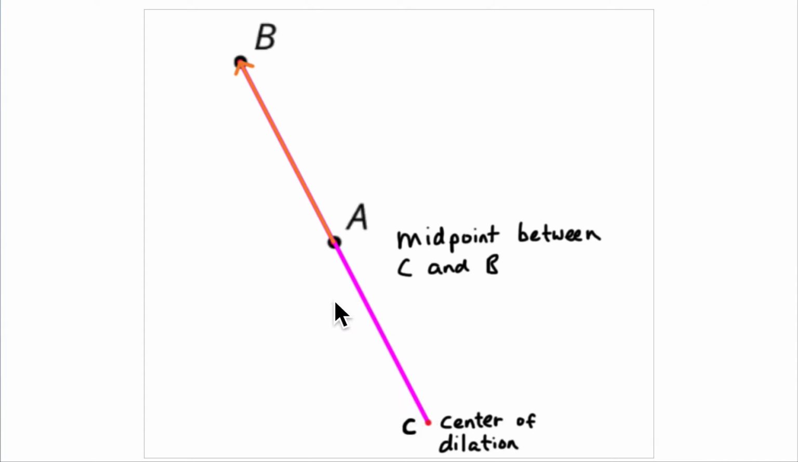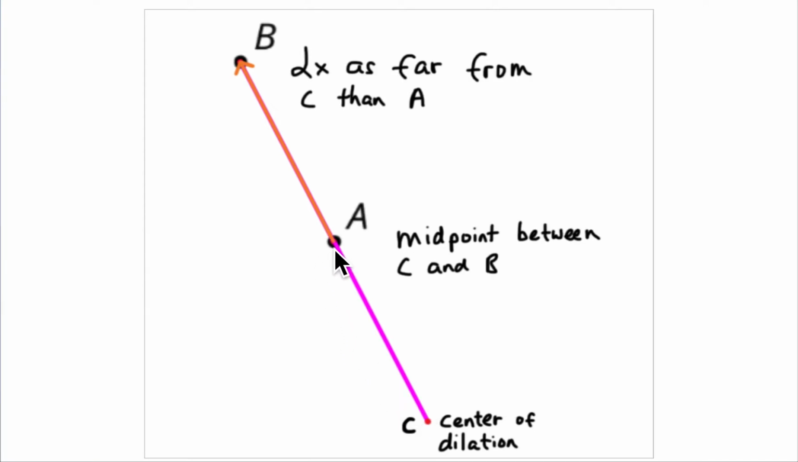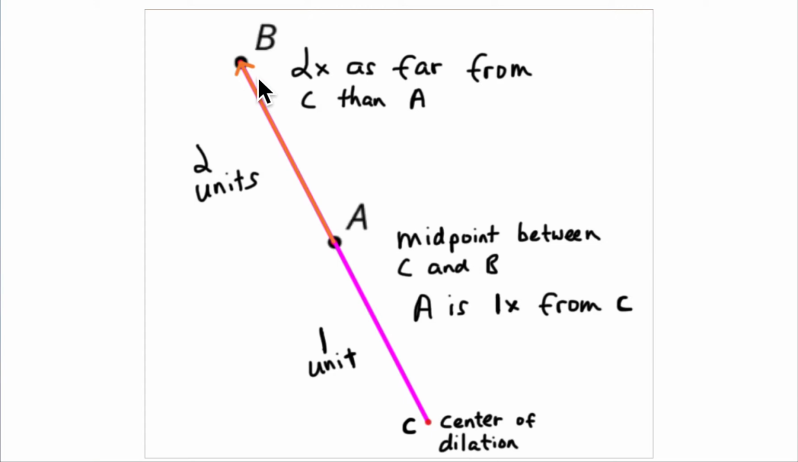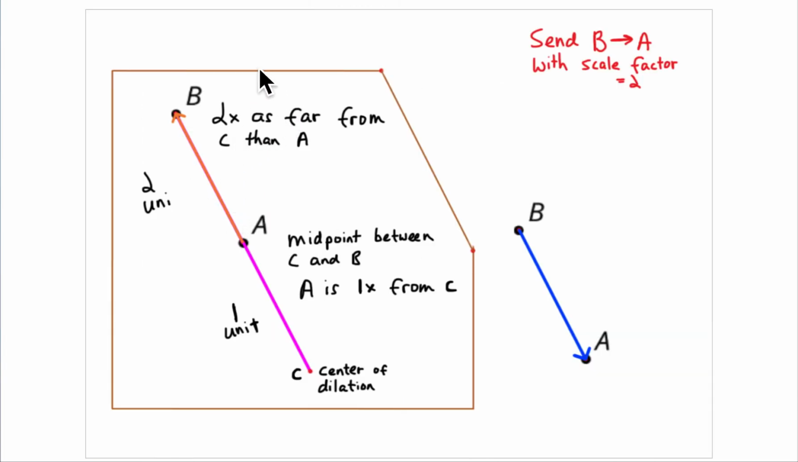So this is 1 time as far, and it's that same distance to get to B, so that's 2 times as far from C than A is from C. So B is 2 times as far from C than A. A is 1 times, B is 2 times. I think I show that. Yeah, A is 1 time from C, it's 1 unit, and B is 2 times from C, so that's 2 units.